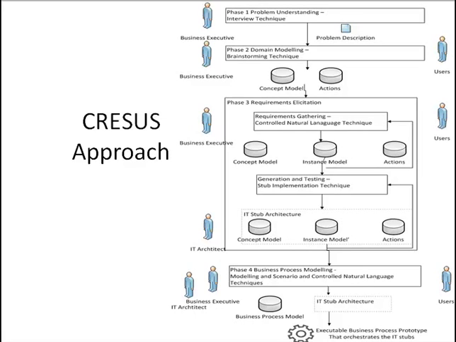The requirements elicitation forms phase 3 and consists of 2 sub-phases, namely the requirements gathering phase and the generation and testing phase. The requirements gathering phase incorporates controlled natural language as an elicitation technique. The primary stakeholders that are active in this phase are the business executive and users of the system. They define the instance data. For example, John Smith issues registration 102455.